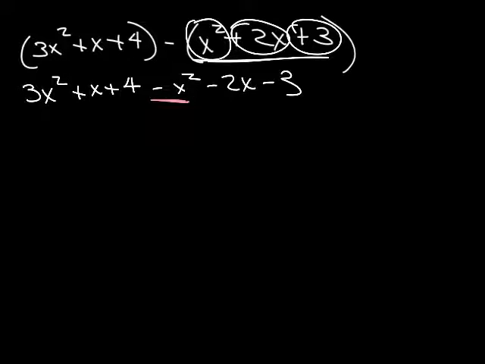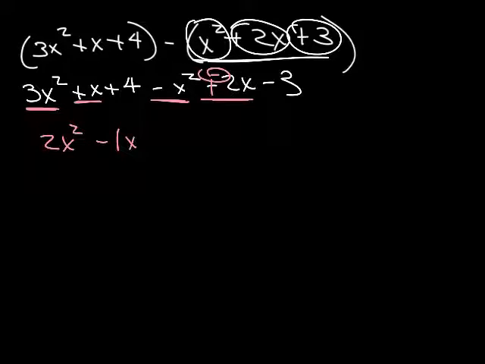So we've got 3x squared minus x squared is 2x squared. We have plus x minus 2x, so a positive x plus a negative 2x. Signs are different. You take the difference between the two. Difference between 2 and 1 is 1. And you put the sign of the largest number on there, and that's where that negative came from right there.